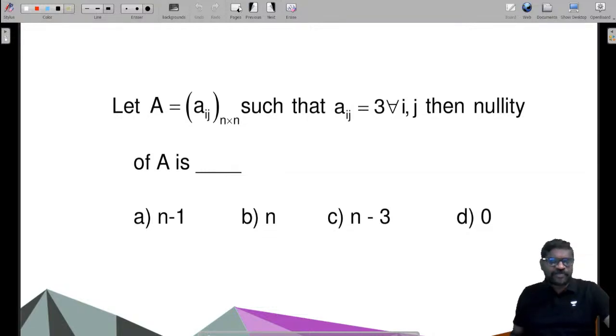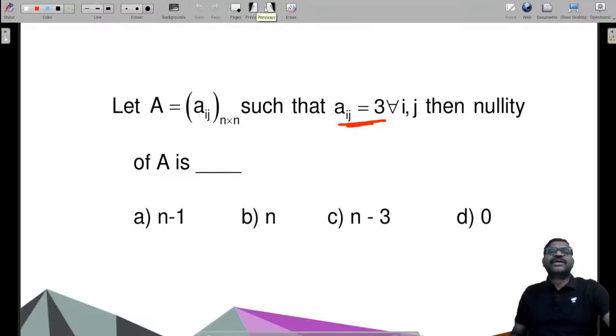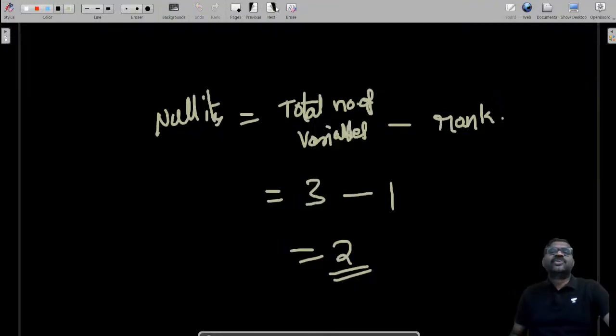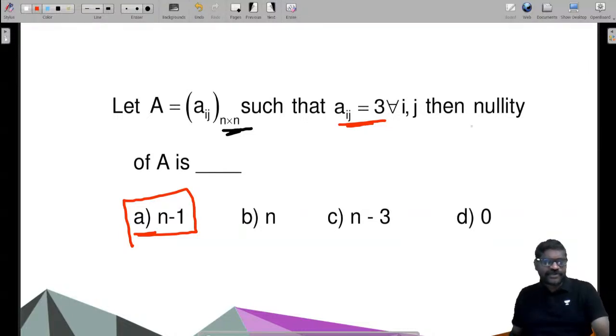We have solved the previous problem. If every element of the matrix is 5, its rank is 1. Here every element of the matrix is 3, so its rank is also 1. That's why 3 minus 1 is 2, and finally nullity is 2. But the matrix is n cross n, so the total number of columns is n. It is not a 3 cross 3 matrix. That's why n minus 1 is the answer. Very good.